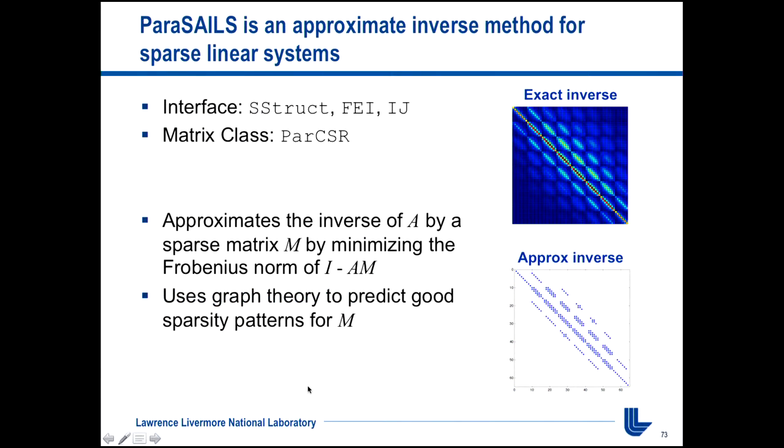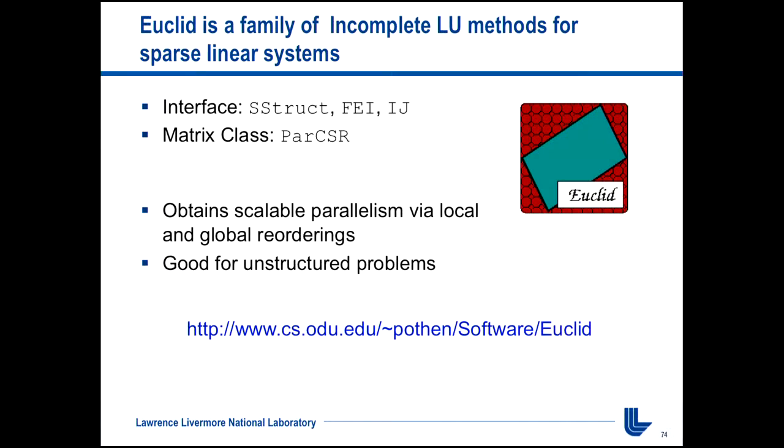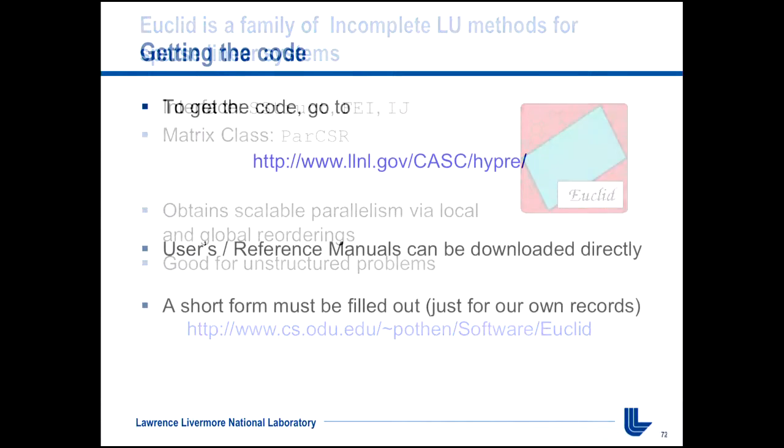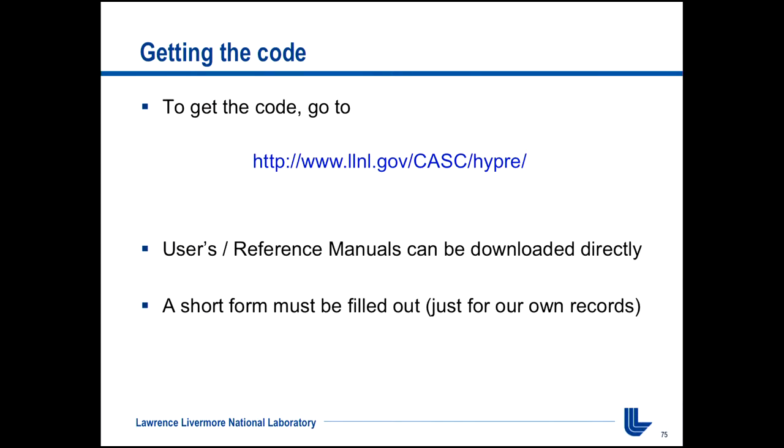We also have a couple of non-multigrid methods in the library. For example, ParaSails is a sparse approximate inverse solver. And then Euclid is a parallel incomplete LU factorization method. Okay, so that's most of it about the library. If you want to get the code, this is the link. They also have online users and reference manuals that you can download directly.